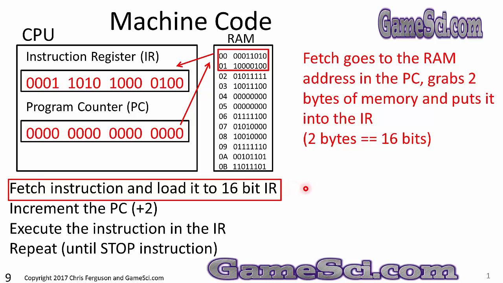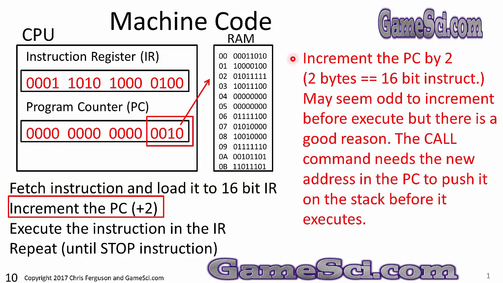The fetch part of the instruction cycle says go to the RAM address in the PC, grab 2 bytes of memory, and put it in the IR. So go to address 0, grab these 2 bytes of memory, and load it into the 16-bit IR. Increment the PC by 2. 2 bytes equals 1 16-bit instruction.